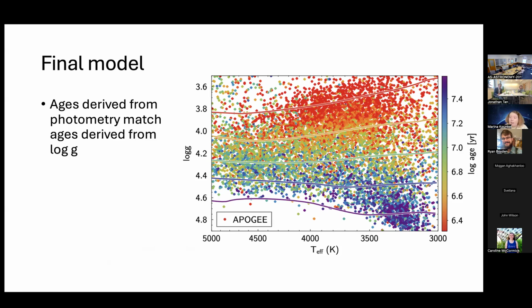Can I ask a question? Yes. Which model, which grid of isochrones have you been using mainly? So this is primarily MIST. MIST? Okay.